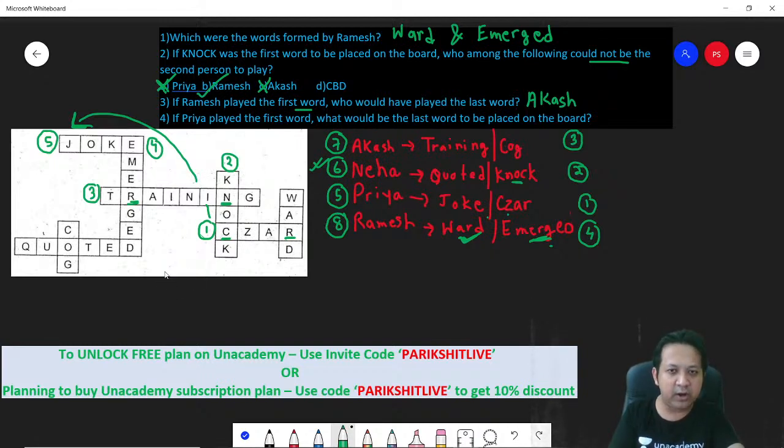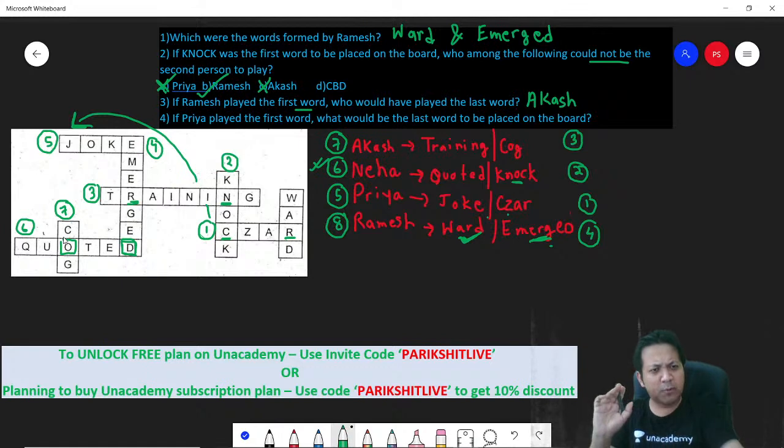Can the sixth word be quoted? Definitely yes. Why? Remember, we have already formed emerged, and if you form quoted, the letter D would be common. Which will be 7? 7 will be training or cock. Training we have already formed. So cock, can that be word number 7? Definitely yes. Cock can be 7 because in that case it will have the letter O common with quoted. Remember, that's what we needed.